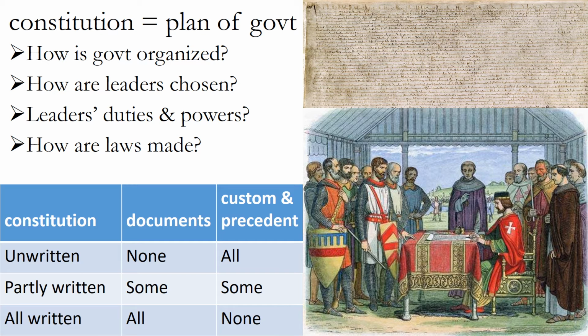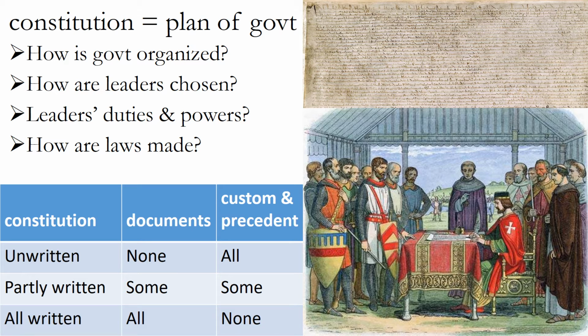Now, different countries do constitutions different ways. Some constitutions are unwritten, meaning nobody's ever written down these rules. There are no documents you can point to that comprise the Constitution. Everything in the Constitution is just custom, the way people are used to doing things, and precedent, examples set in the past that continue to be followed in the present and presumably future.